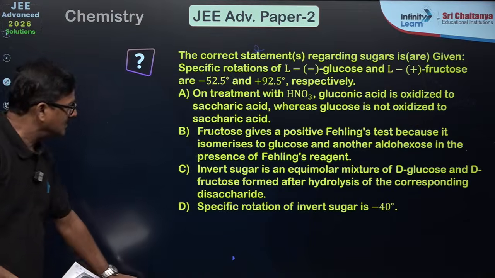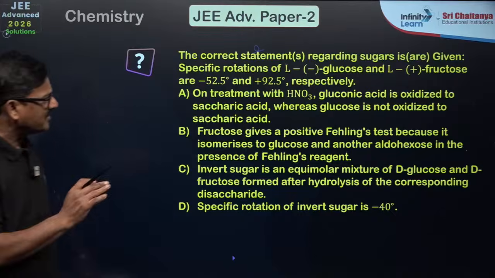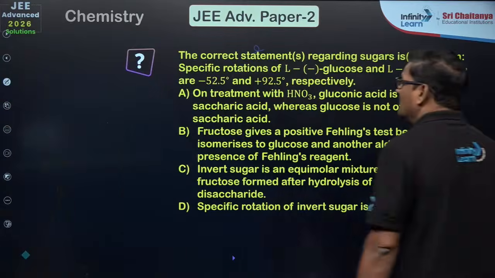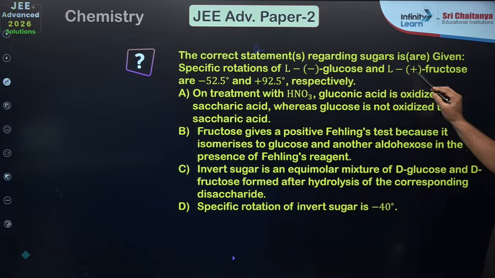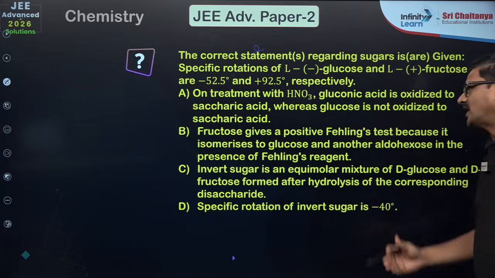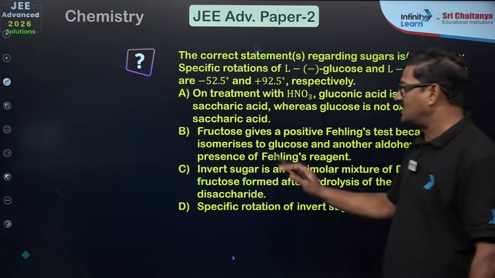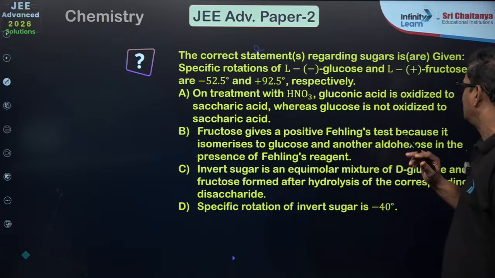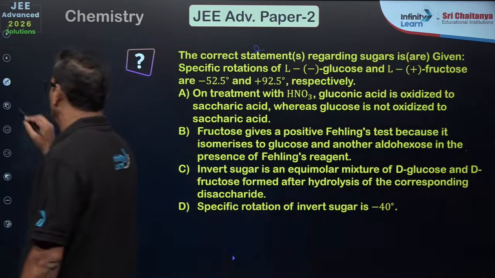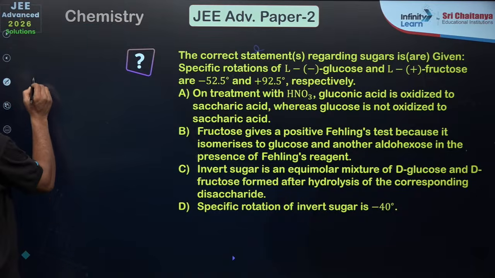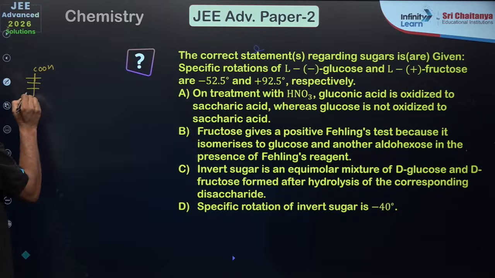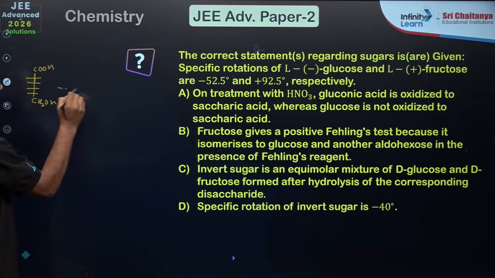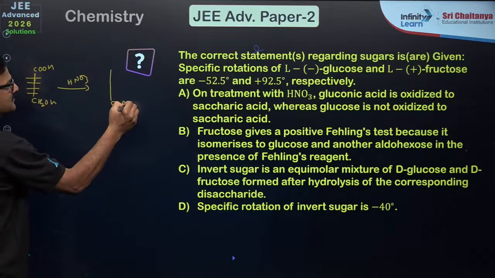Now, the correct statement regarding the sugars is given. Specific rotation of L-glucose and L-fructose are given as minus 52.5 and plus 92.5 respectively. It is given that on treatment with HNO3, gluconic acid is oxidized to saccharic acid. Look at this. This is your gluconic acid, COOH, CH2OH. If it is treated with HNO3, it is going to give you saccharic acid.